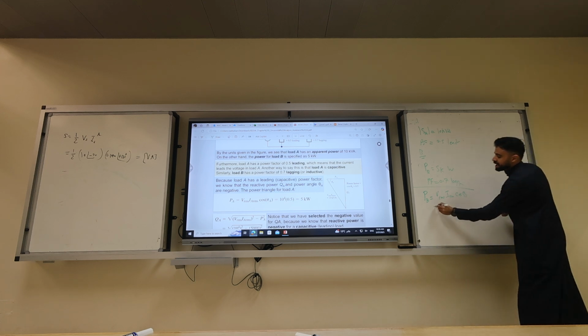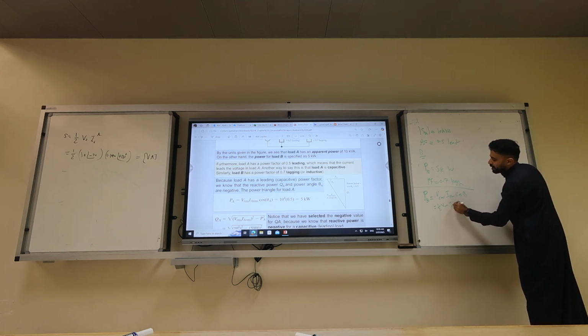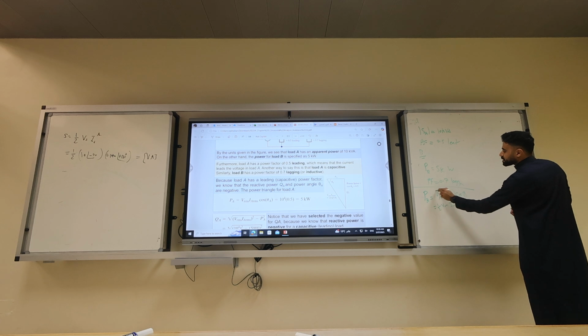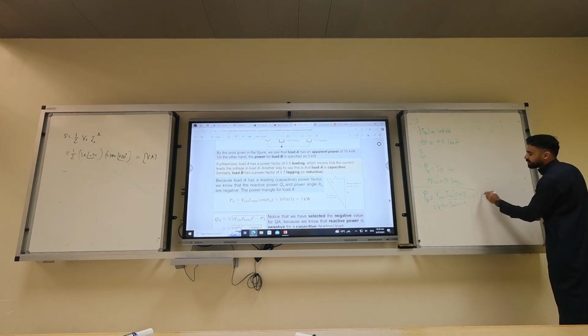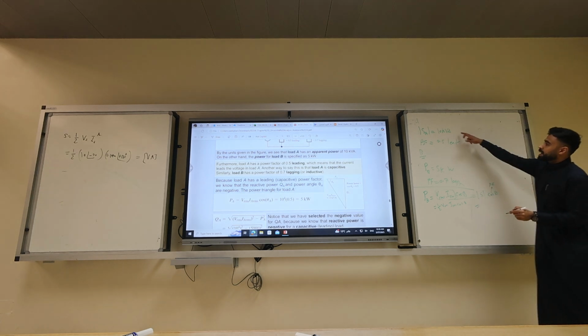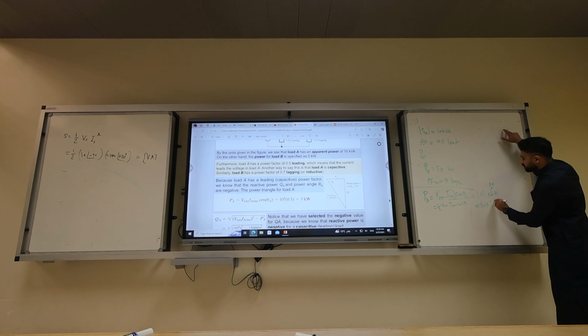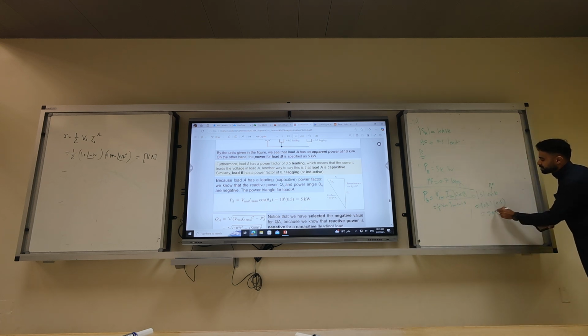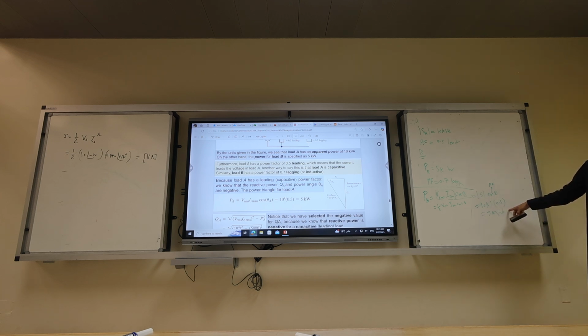The real power, or we can say half Vm Im cosine of theta. But I don't know the voltages, but I know this quantity, which is what? This is the absolute value of S, the apparent power, times cosine of theta. This one is the power factor. So I can multiply 10 kilo times 0.5. And this is 5 kilowatts. So now I know the real power of element A.